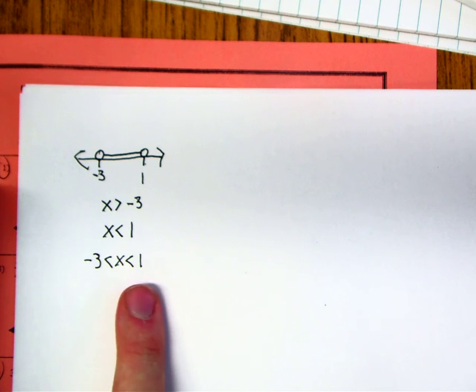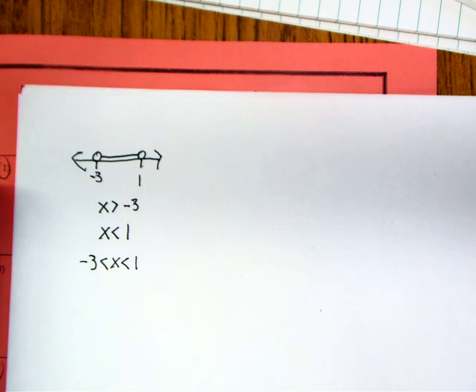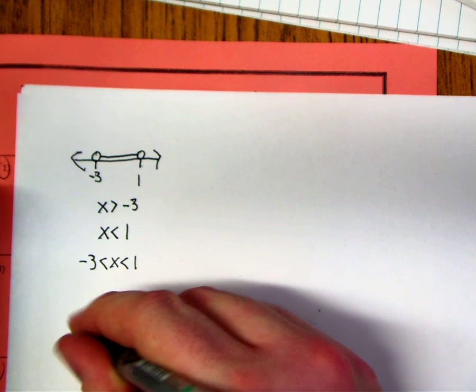3 and smaller than 1. Still the same as saying these two up here, but it's kind of a nice, neat one-line statement there. So we're happy with that. Let's try another one.